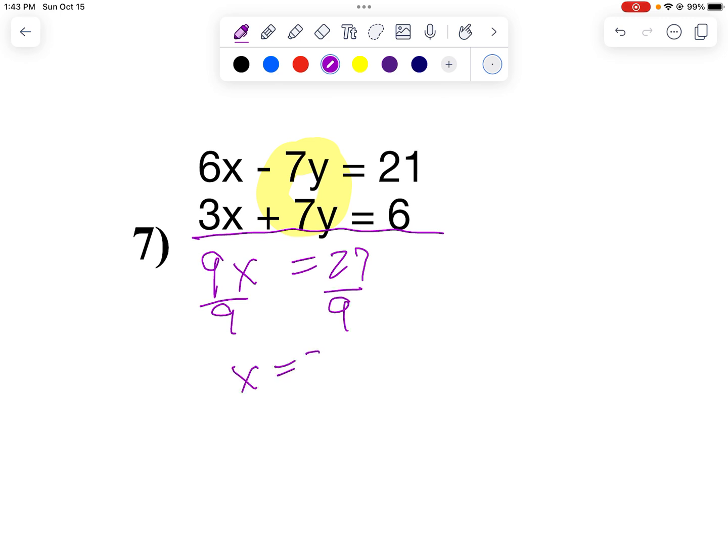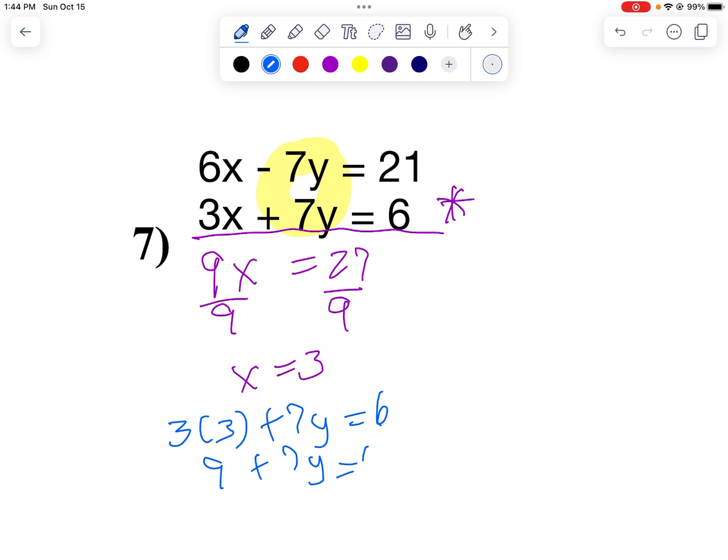X equals 3. Now I'll pick one of my equations, and I think I'm going to use the second equation, and I'm going to solve for y. So I'm going to go 3 times 3 plus 7y equals 6. So 9 plus 7y, I don't know why I put 9 there, but it's supposed to be a 7, equals 6. Well, then I'll minus 9 from both sides.